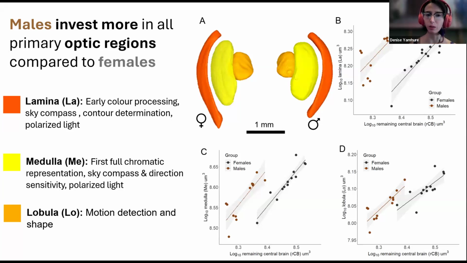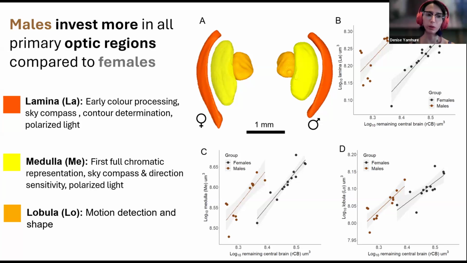So all of these primary centers of visual sensory processing are being enlarged in males compared to females. And this could be potentially attributed to the fact that males, we know that they forage later at night, and these conditions require higher demands on the visual system compared to when we have more light available for the bees.